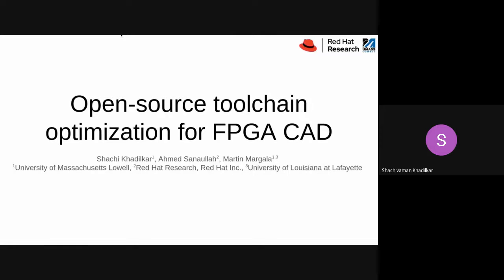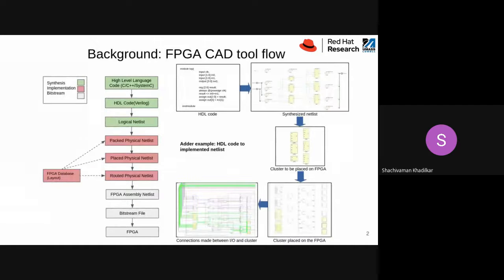I'm Shachi Khadilkar, a PhD student at UMass Lowell. I'm talking about my project Open Source Toolchain Optimization for FPGA CAD Tools. For this project, I'm advised by Ahmed Sanaullah and Martin Margala. Let's take a look at the background.